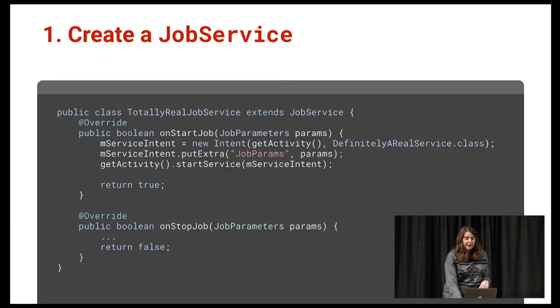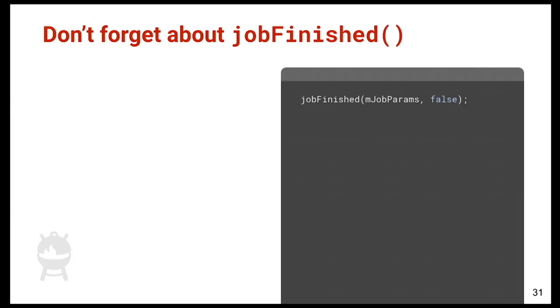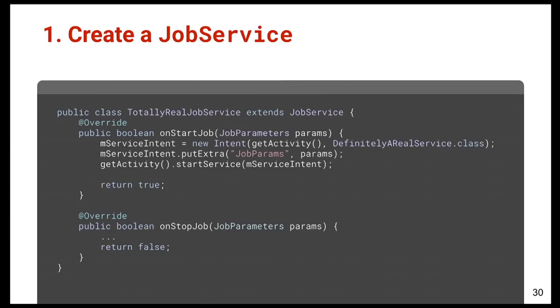And then that third method that you don't override but you need to call, that lives inside of job service, is jobFinished. And this is how you call it. In your service, the one you've kicked off to, once you're done with your work, you call this and you pass back the job parameters that were passed in, from your onStartJob.